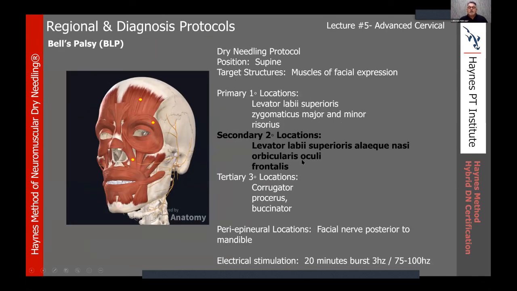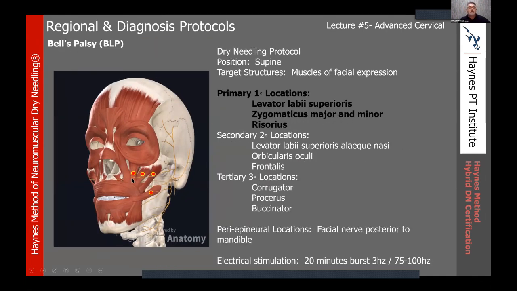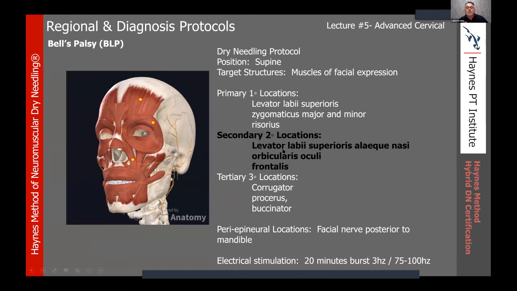So for Bell's palsy, first, we want to catch the primary muscles that lift and move the lips. And that's going to be the levator labii superioris, the zygomaticus major and minor, and the risorius. So those will all lift, elevate, and laterally pull the mouth. Secondarily, we want to move to the levator labii superioris alaeque nasi, and then we want to get to the muscle of the orbicularis oculi and the frontalis.